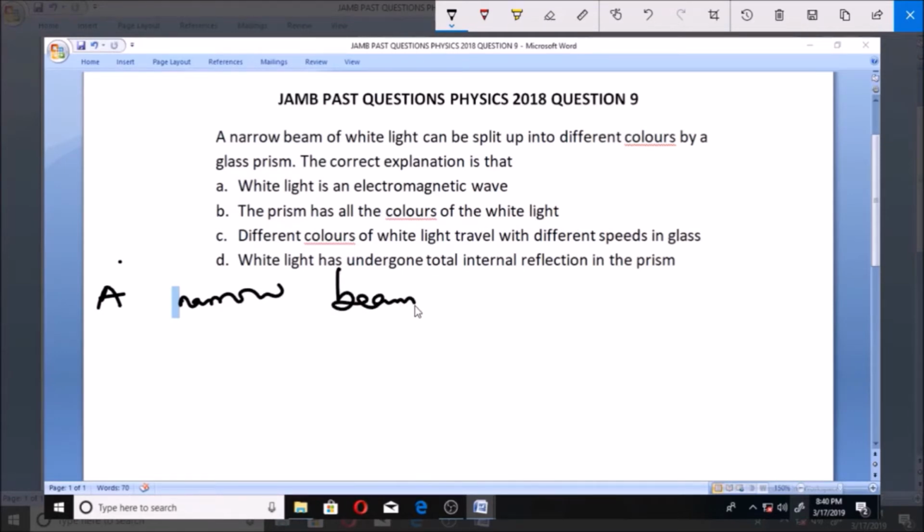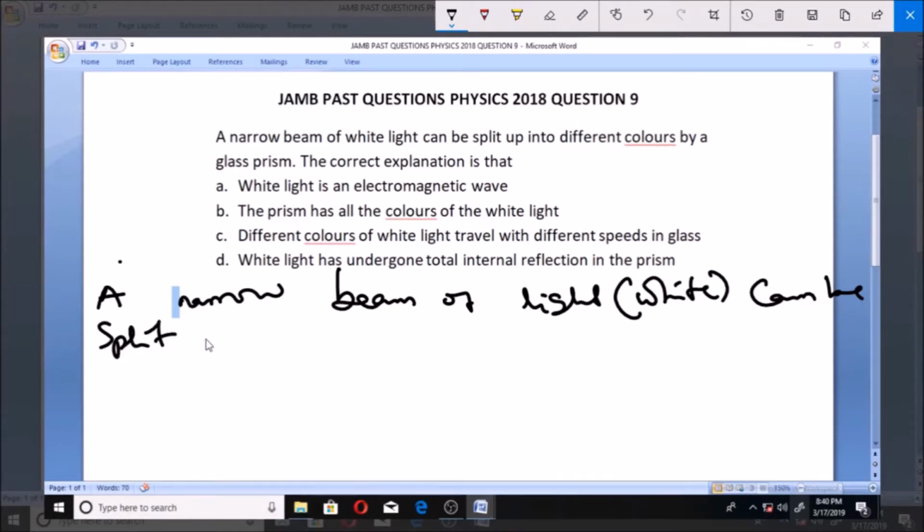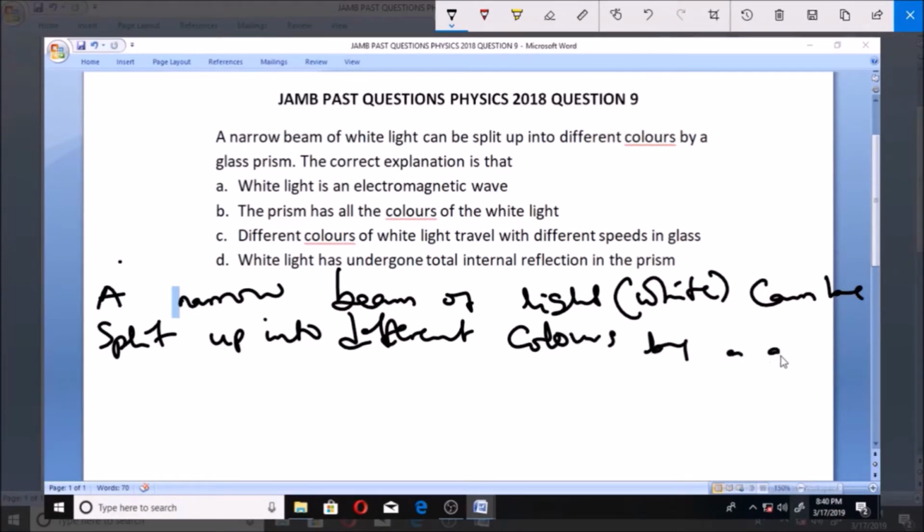So we say that a narrow beam of light. What happens to a narrow beam of white light? Can you tell me what does happen? It can actually be split up. A narrow beam of white light can be split up into different colors by a glass prism. So if you want to split up a narrow beam of white light, you use what we call a glass prism. So why does this happen?